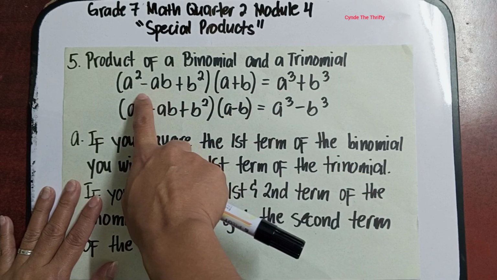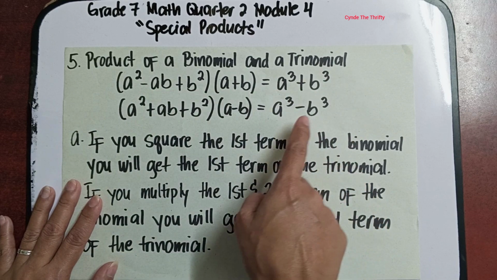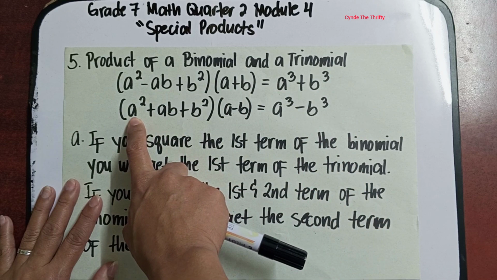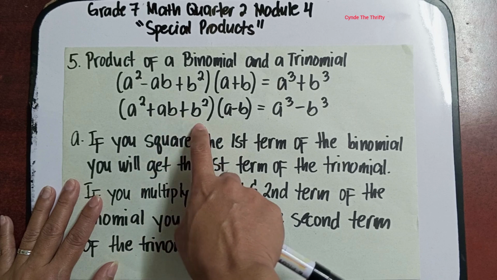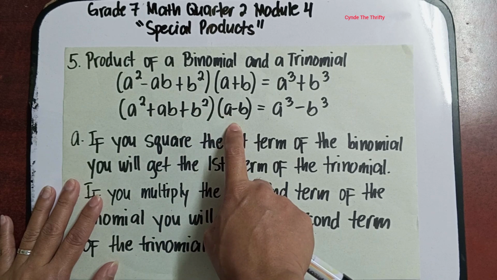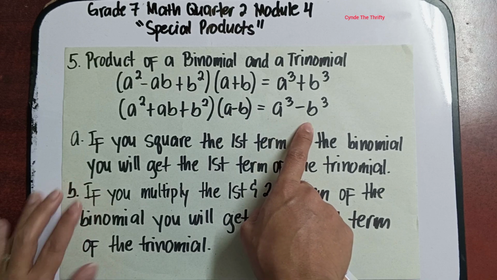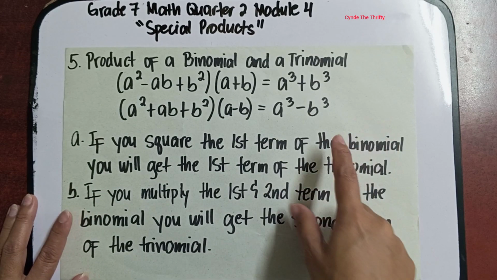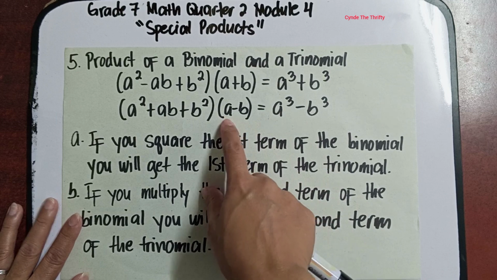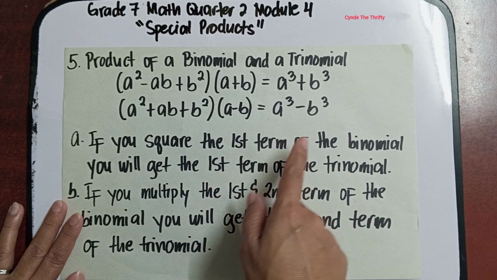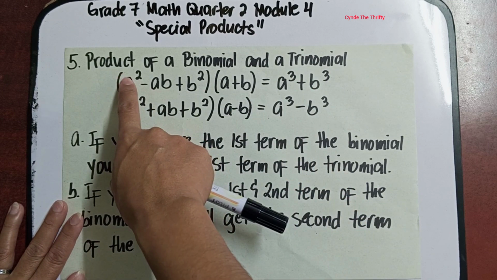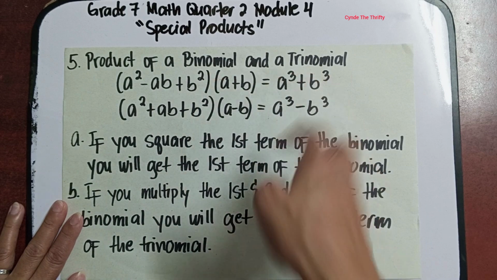Okay, so paano natin masatisfy ang general form na ito? And then meron din tayong A squared plus AB plus B squared multiplied by A minus B is equal to A cubed minus B cubed. Okay, titingnan natin ang mga points para malaman natin kung paano ba natin titingnan ang ating given na masasabi natin na ito ay product of a binomial and a trinomial.